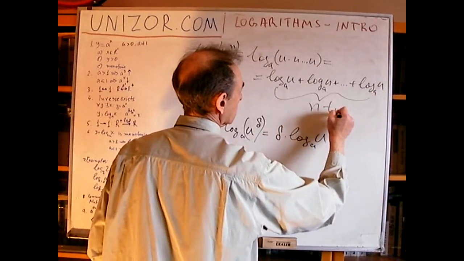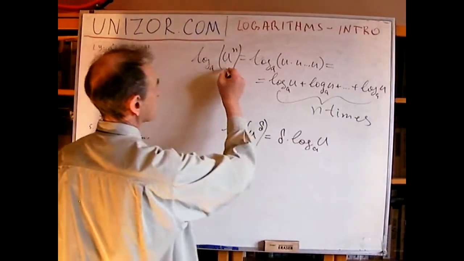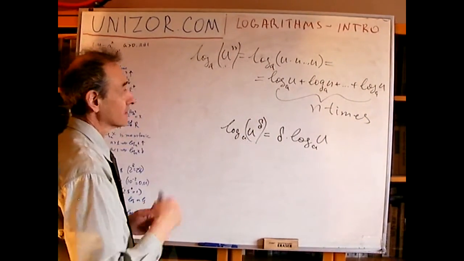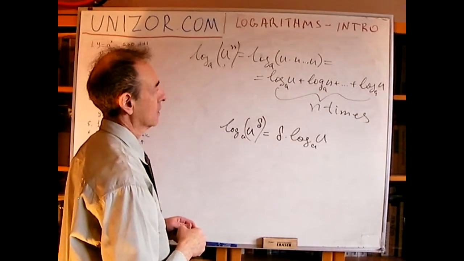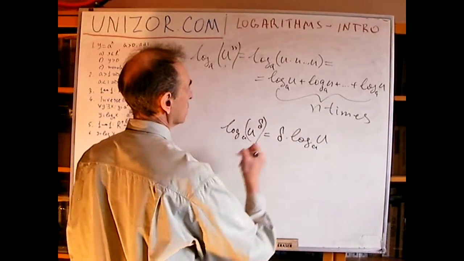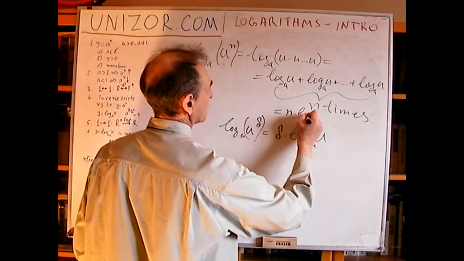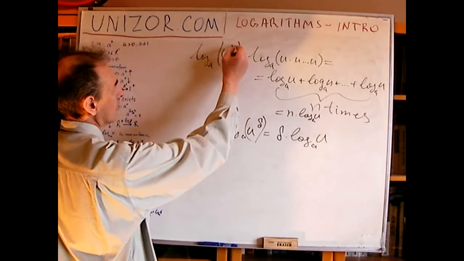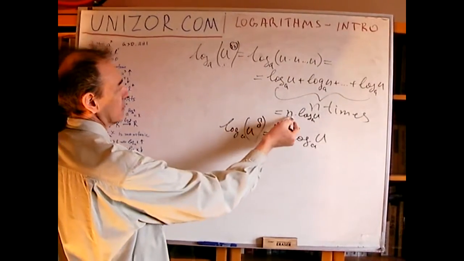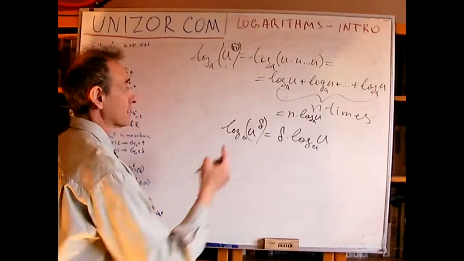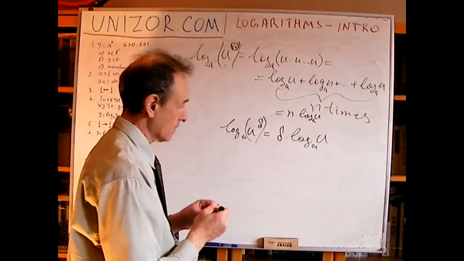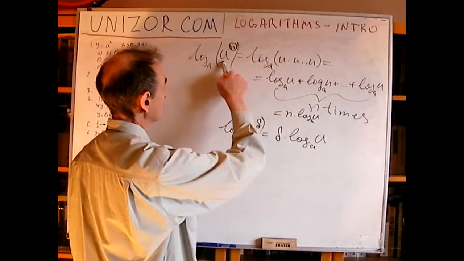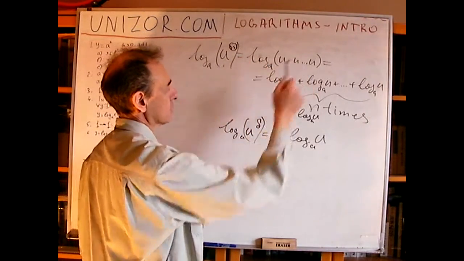And this is n times, right? Because u to the power of n is the product of n copies of u by itself, which is exactly equal to n times log u by the base a. So as you see, the exponent is brought outside of the logarithm. But this is for natural n, because then we can write u to the power of n as u times u times u.